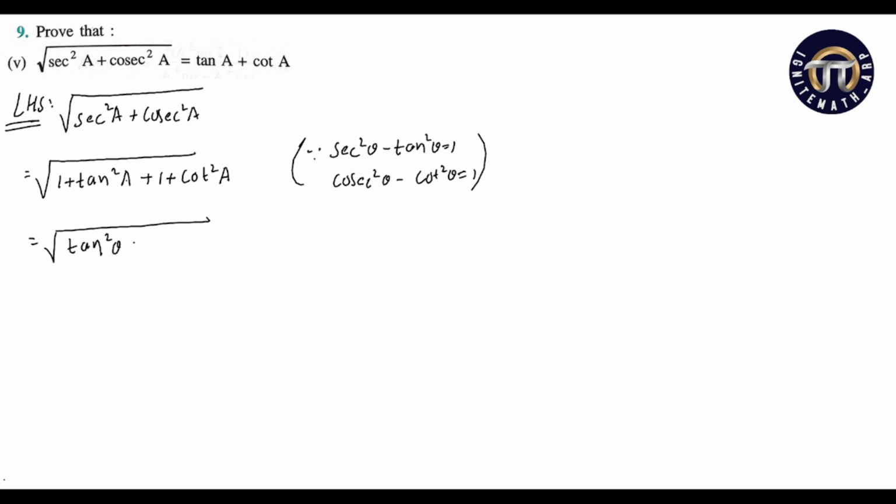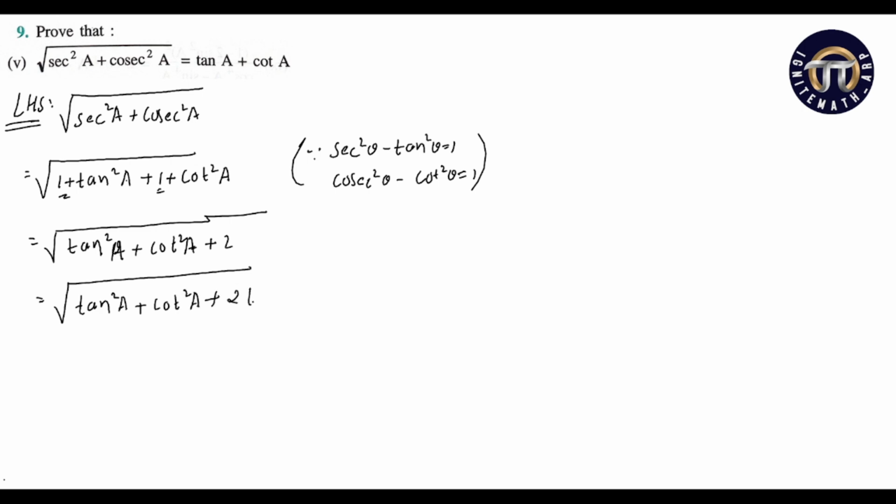So tan square theta, okay. So here tan square a plus cot square a plus 2, correct? So 1 plus 1 is 2. So now I can write this one as tan square a plus cot square a plus 2.